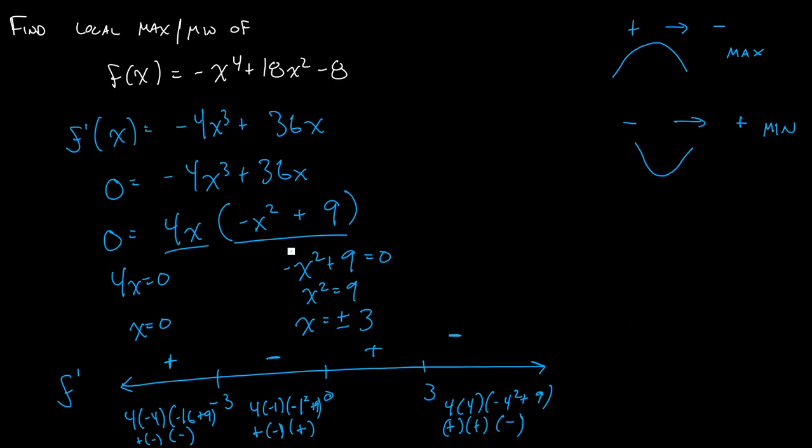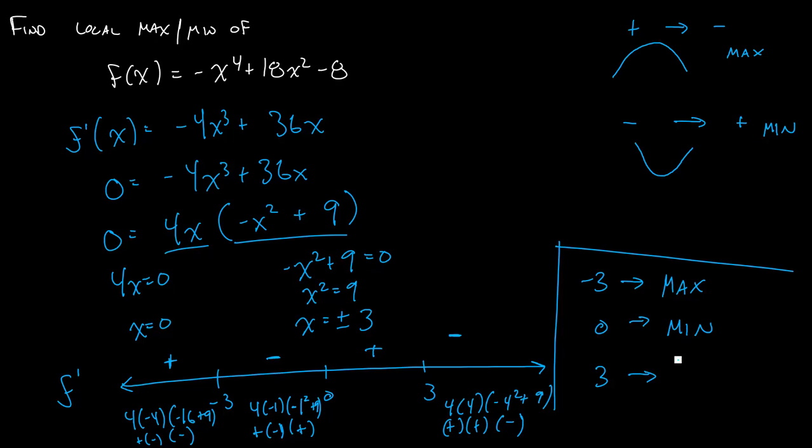So I have 3 critical points. Let's list them in the correct order. I have negative 3, 0, and positive 3. Negative 3 goes positive to negative, so that's a max. 0 goes negative to positive, so that's a min. And 3 goes positive to negative, so that is a max.